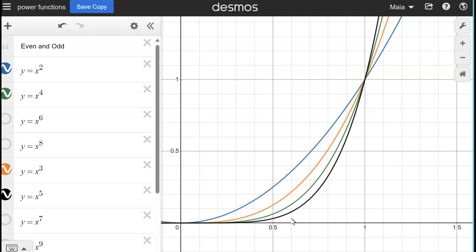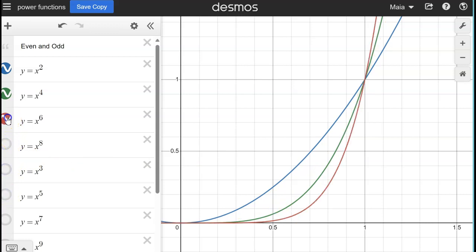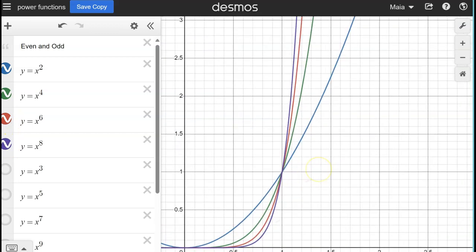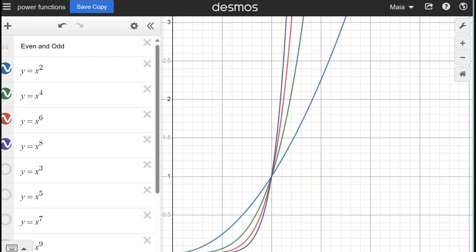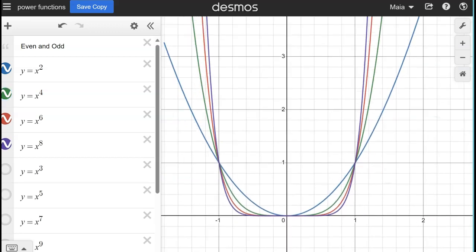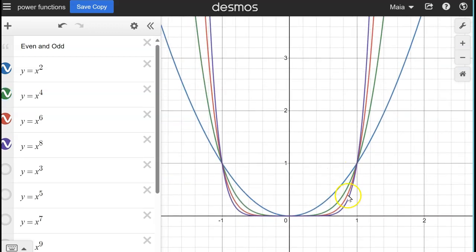I mentioned that because I'm about to look at the differences between even and odd. So let's go ahead and do that. I'm going to turn off all the odd powers and turn on a couple more even powers, sort of similar effect between 0 and 1, similar effect out here as x gets big. And then I want to look at both sides. And one thing I would like you to notice, again, x squared is your parent function, so add that to your chart if you haven't already.